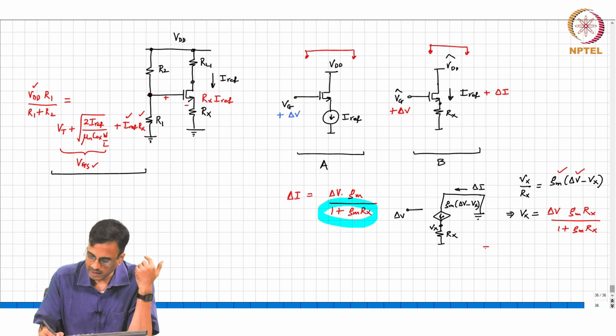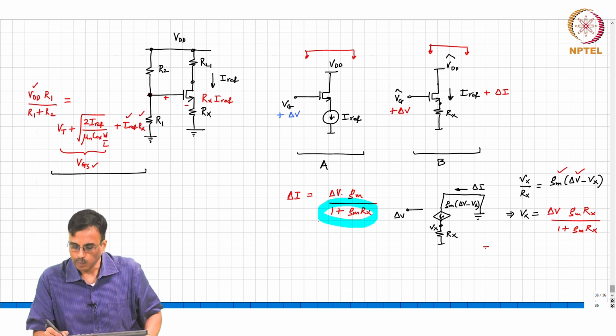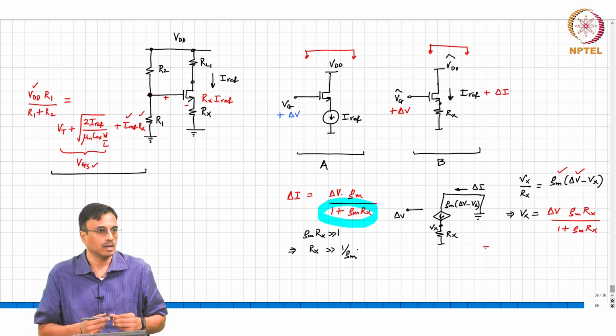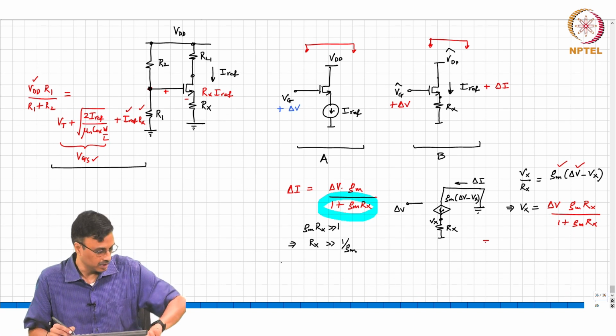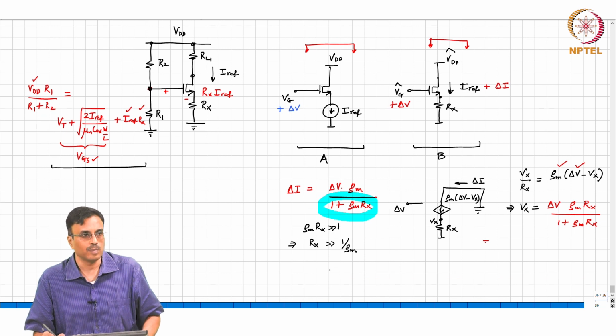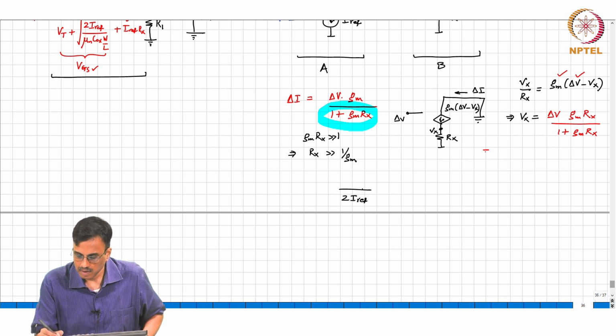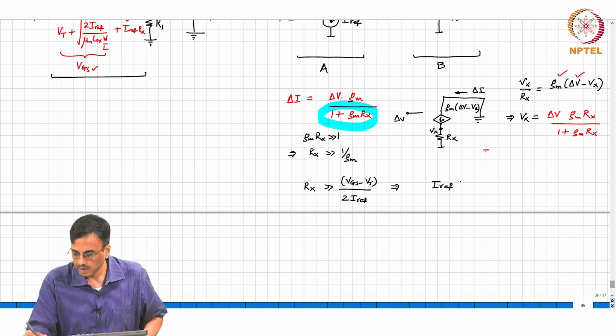So basically that number Gm Rx, so this change in the current will be very small if Gm Rx is much larger than 1, which is equivalent to saying that Rx must be much larger than 1 over Gm. All right, and okay, let me just finish this in a couple of minutes. So what is Gm in terms of the bias current? What is Gm? That's 2 Iref upon Vgs minus Vt. That must be much smaller than Rx. So which is equivalent to saying that Iref times Rx is much greater than Vgs minus Vt by 2, right.